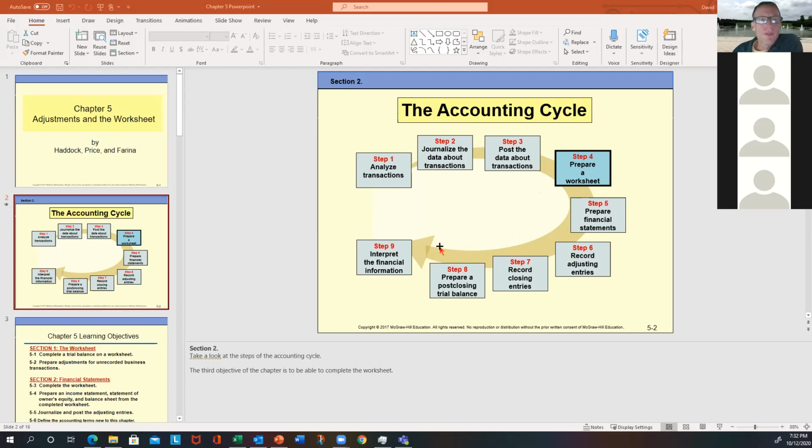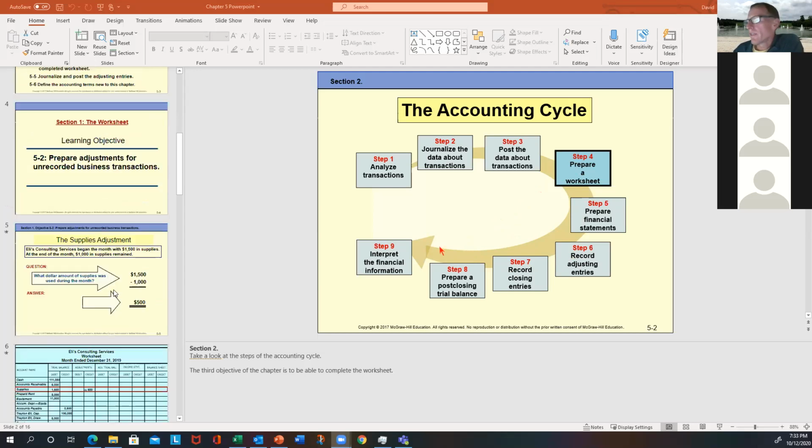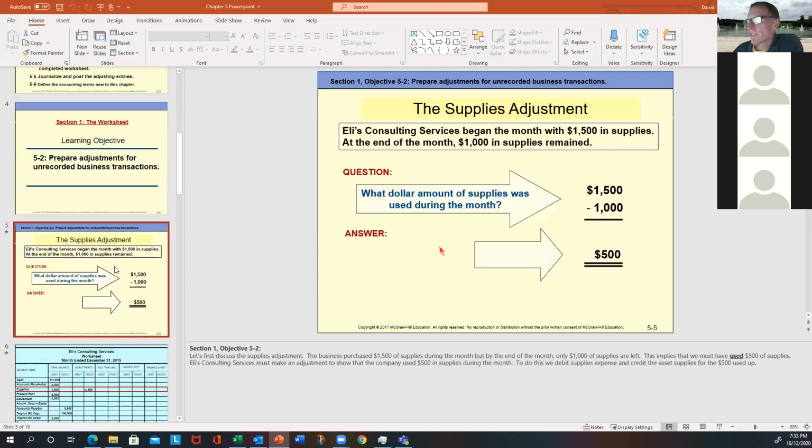All right, so the next slide takes us into this thing called the supplies adjustment. I just talked about supplies. And remember, everything is about time period. So in this example, they use $1,500.